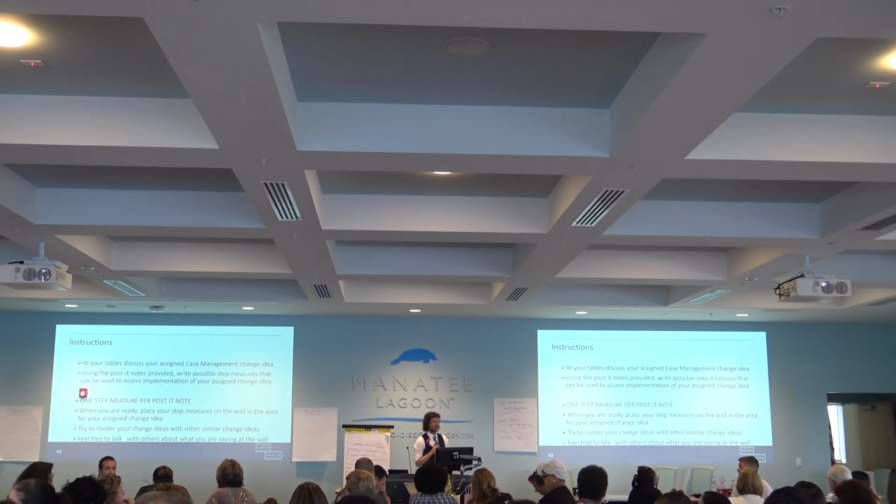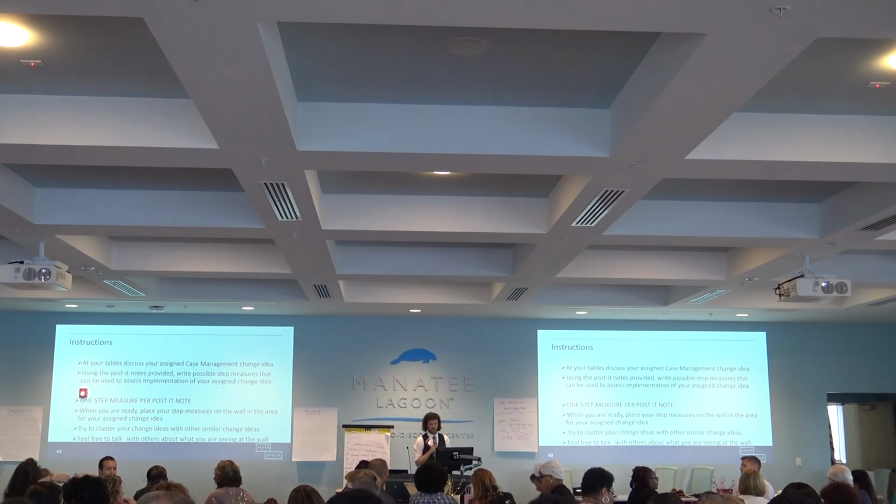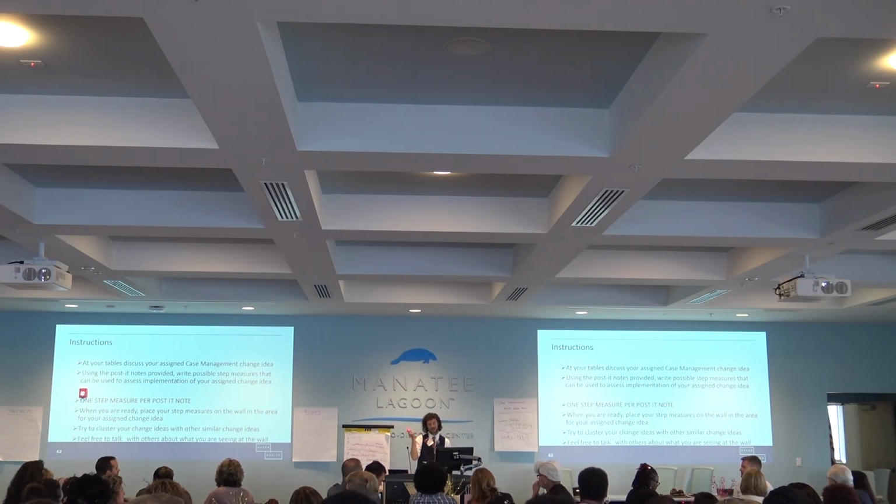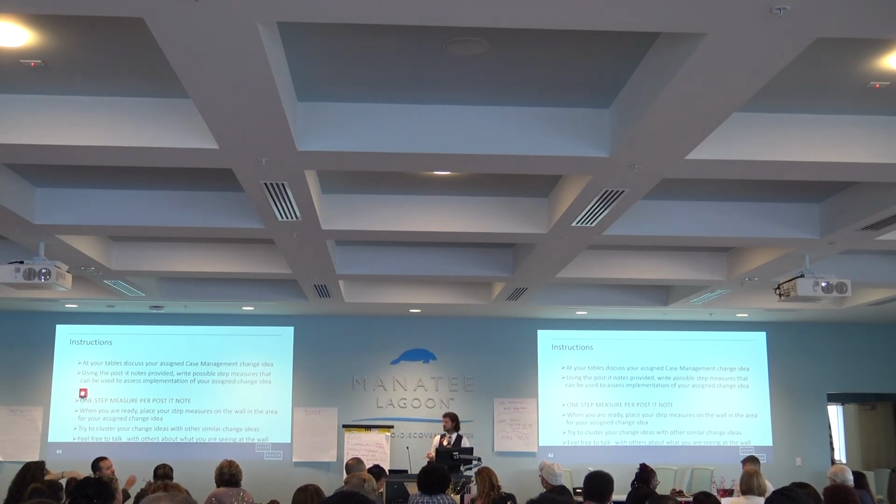Instructions. So at your tables, we want you to discuss your assigned case management change idea. Using the post-it notes provided, we want you to write possible step measures, so thinking about the step measures that are associated with the change ideas that you're assigned. So this means thinking outside the box, coming up with things you could fit on the back of a napkin. So, think about this creatively. We want one step measure per post-it note.